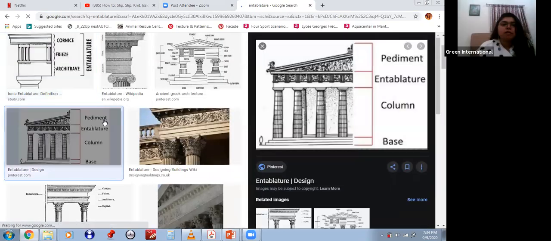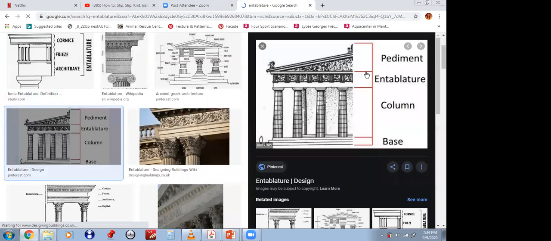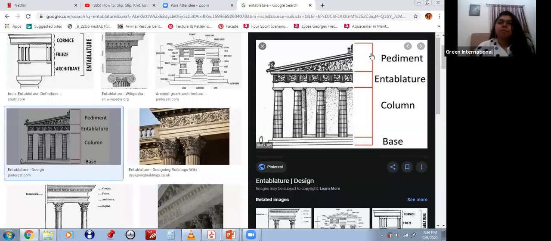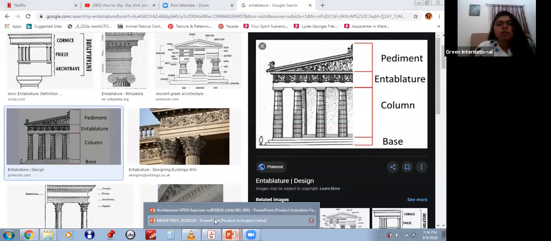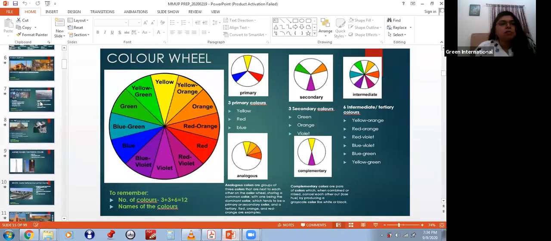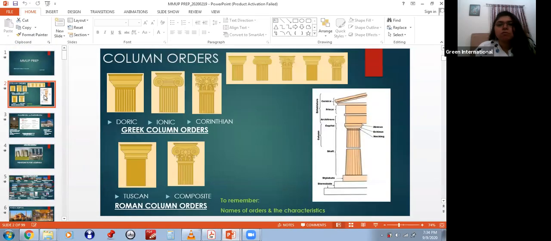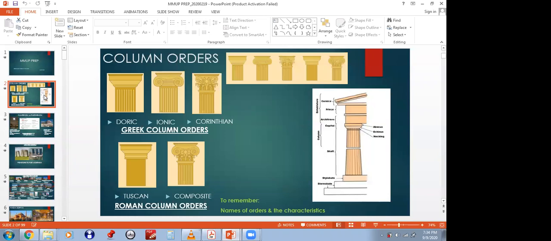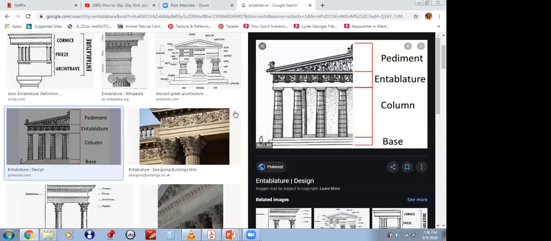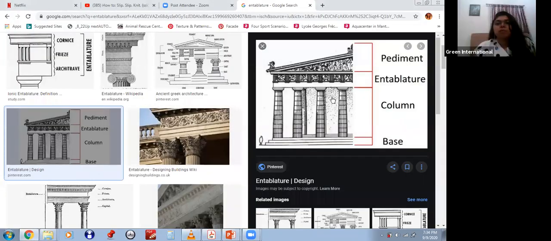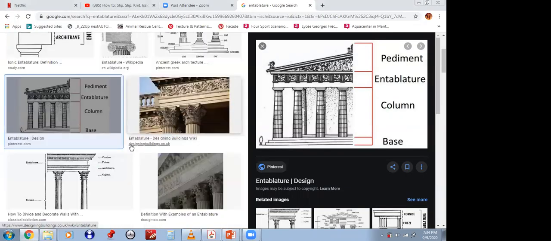Above this, the triangular part is called a pediment. I think it's in this presentation, no? I think it's not described. Yeah, it is not there in that.